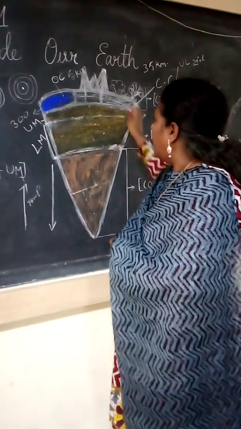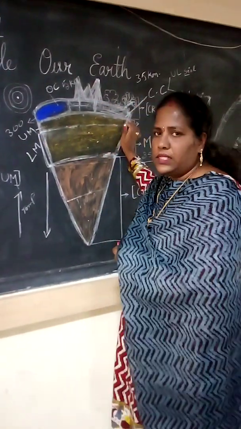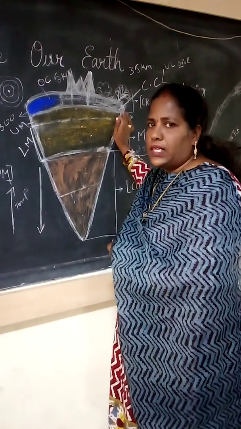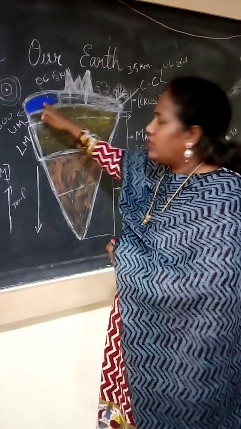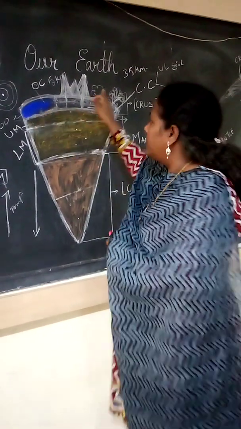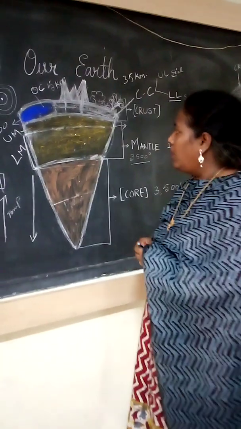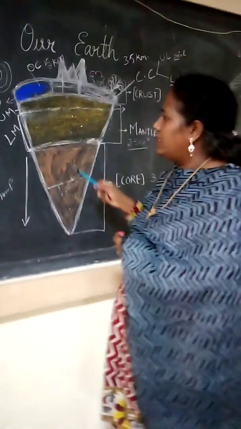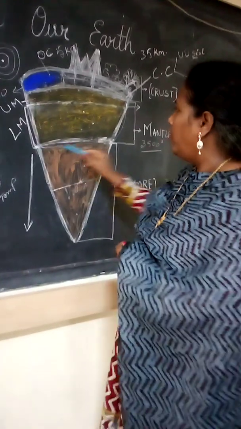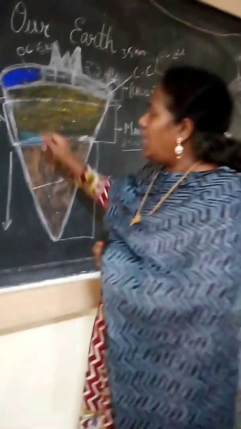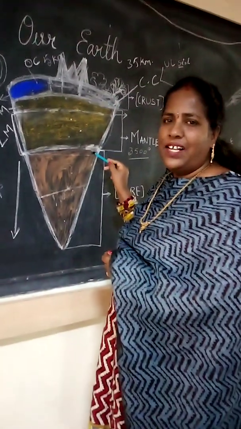This is about the crust. So the crust is the continental crust and oceanic crust. We discussed the thickness and what minerals are available. Now the second layer we see here, from here to here. This layer is called the mantle.